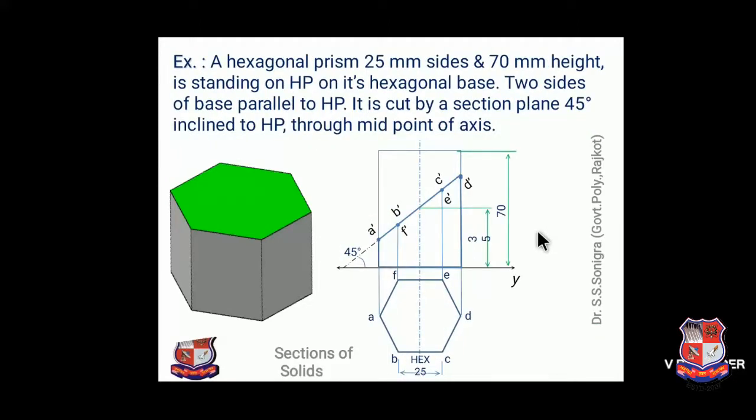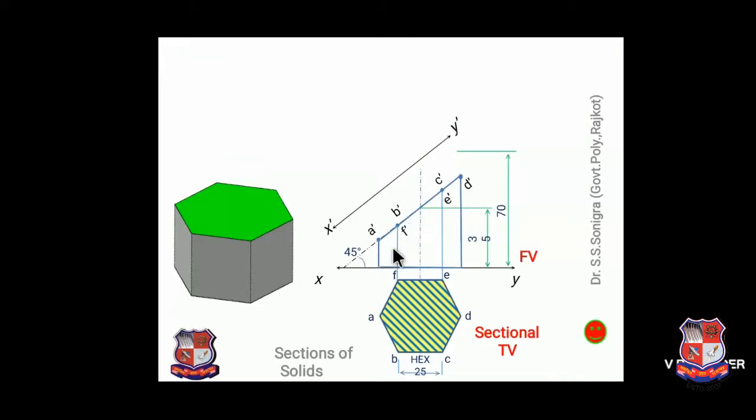Now what to do? Now we have to draw its true shape as well as the sectional front view and sectional top view. Sectional front view will not be there. So if we cut this hexagonal prism like this, the total hexagon will be cut. So this is the sectional top view. Draw section lines in the top view. So this is the sectional top view. This is the front view. Now how to draw its true shape?